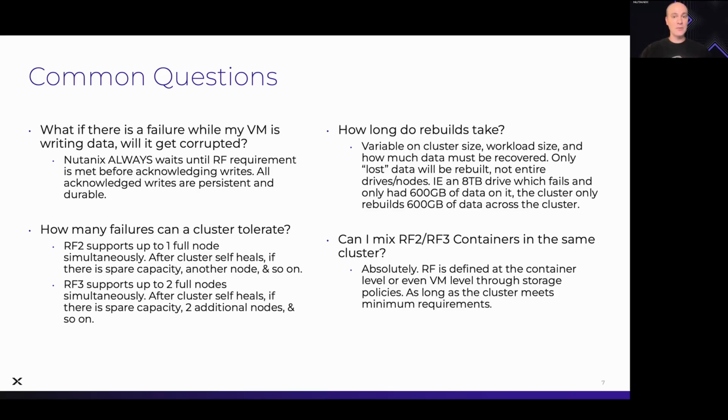All RF requirements are met. So whether you're doing RF2 or RF3, those specific copies need to be there before it acknowledges the write to the VM or the container. All acknowledged writes are persistent and durable.